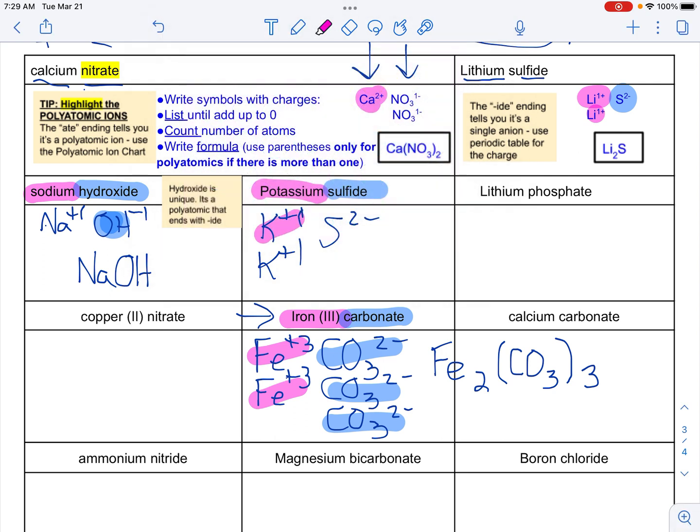I have 1 K, 2 Ks, and I have 1 S. So I'm going to write K with the little 2 and then a capital S. We don't use any parentheses when it's a single atom ion like potassium, K. We don't need parentheses unless the ion is a polyatomic ion. All right, hope that helps.